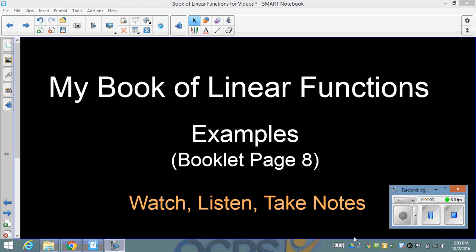We have looked at finding slope using a graph, which is just using our definition of slope, and we have looked at slope using the slope formula. We are now going to look at examples in your booklet on page 8 that kind of lead us through both of those things. Remember, you are going to watch, you are going to listen, and you are going to take notes.